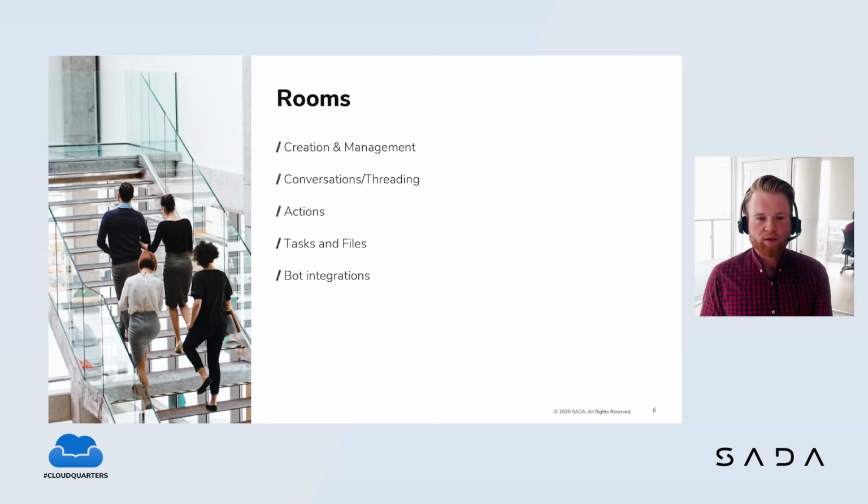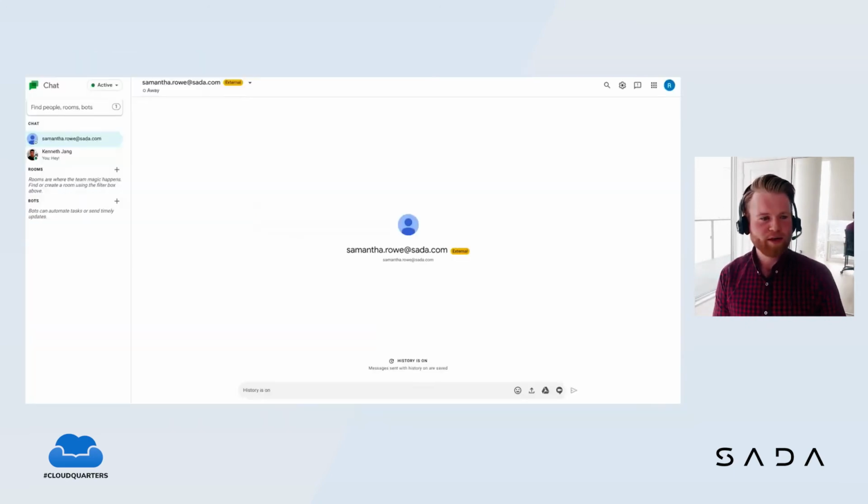And then lastly, I want to have a look at some of the bot integrations that you can use. I showed the list earlier of 98, but I want to show you an example of how you can use this in practice and how it can be effective. So let's jump in and have a look at creating a room and how you can manage the people and settings within a room. Okay, so here we are in my Google Chat.